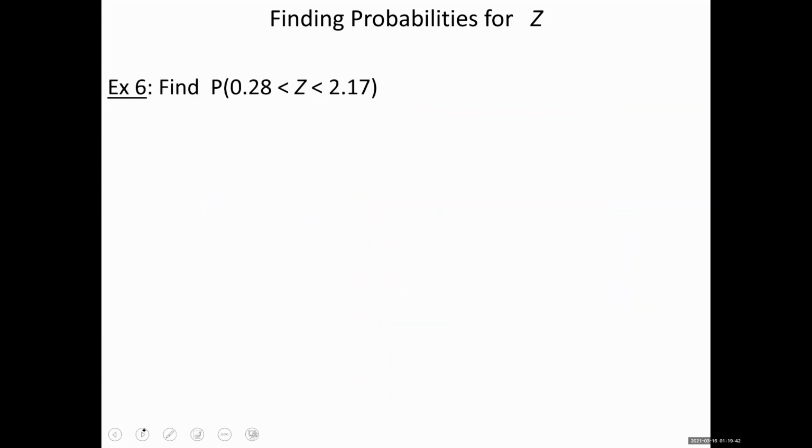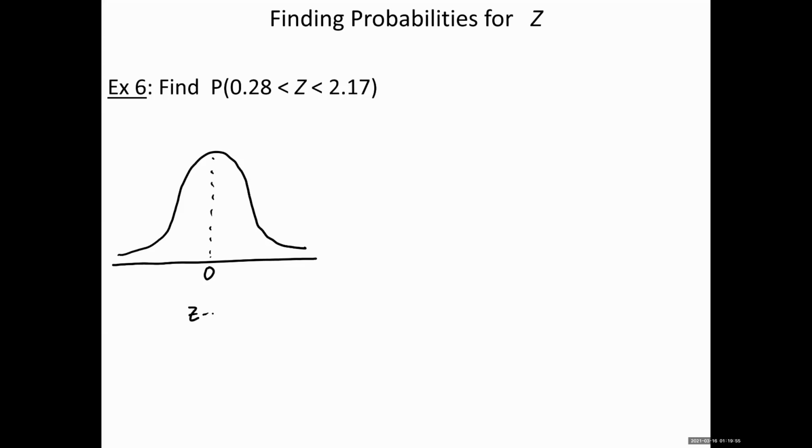So example 6. Again, we're always going to draw a picture first. Probability z is between 0.28 and 2.17. First picture. This is standard normal distribution. You put a 0 here. You're going to label z distribution. Both numbers in the problem are positive, 0.28, 2.17. So put them both on the right side of 0, 0.28, and go a little further and put 2.17.